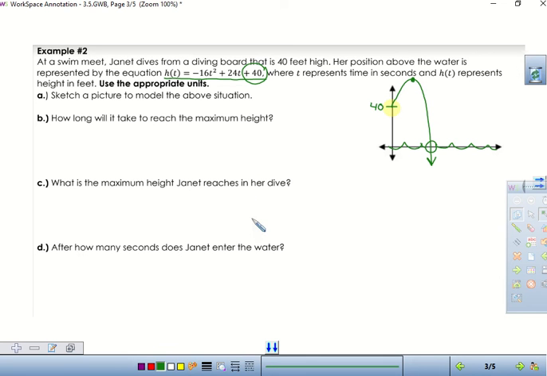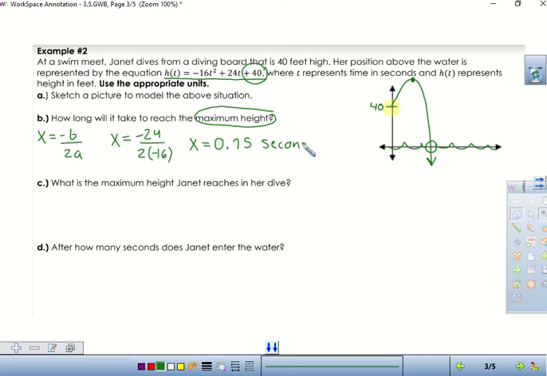So how long will it take to reach the maximum height? To find the time at which the maximum height occurs, we have to use the formula x equals negative b over 2a. Anytime they're talking about maximum height, you always have to find the vertex. Vertex and maximum height go hand in hand. So this is x equals negative 24 over 2 times negative 16, which gives me x equals 0.75 seconds. So it doesn't even take her a whole second to reach her maximum height. She goes right up and then she comes down from there.